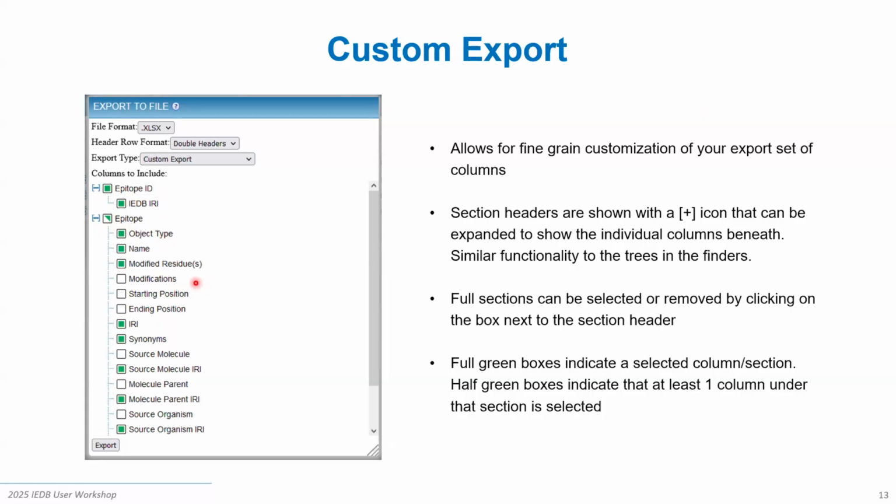So what you could do is, if you want to select these, so say you want to add modifications, you would click modifications here. It would then select this box, and then your export would include the modifications field in your results when you export it.